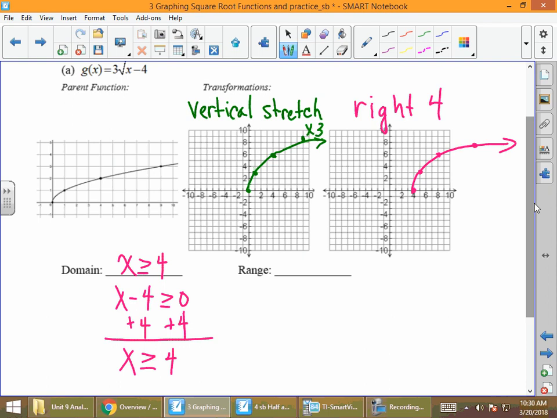But once we determine the domain, we do need to look at our picture to determine the range. And we ask ourselves, do we have a high point or do we have a low point on the graph? It is the starting point of our graph, which is at 4, 0. And then all of the points here at 4, 0 are above it. So this is going to be y is greater than or equal to 0.